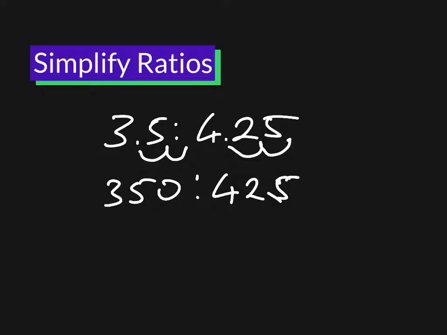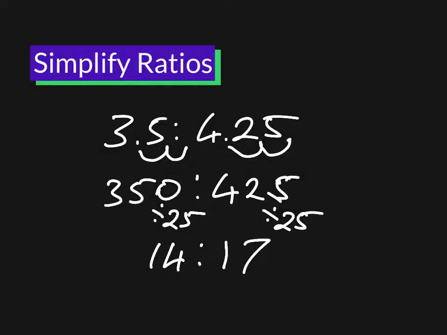So as it turns out, both of these numbers divide by 25. And since they both end in 0 or 5, you could start by dividing by 5 and continue and so on. But 25 is, as it turns out, the greatest common factor. So 350 divided by 25 is 14, and 425 is 17. And 17 is a prime number, so this won't reduce any further. So simplified, this is 14 to 17.